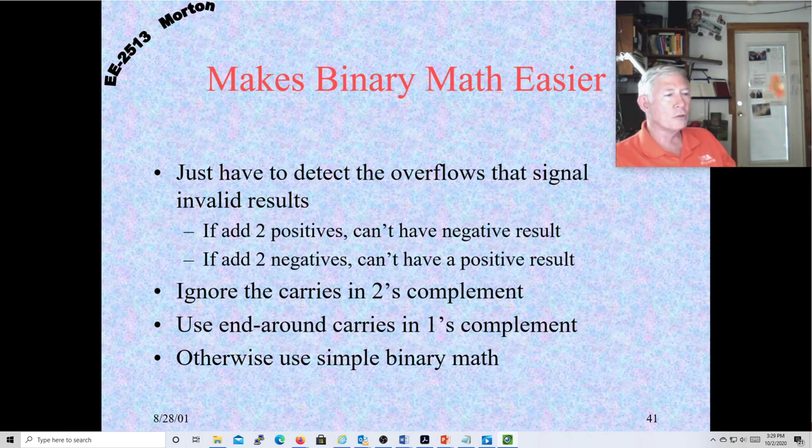So we do those two checks. Are the numbers the same sign? We better have the same sign for the result. And if we don't, it's an overflow. And we can represent that as a logic expression and check it. And many of our microprocessors have this built-in capability. They have a special bit called the V bit, which turns out to be a 1 if your 2's complement math overflows. And so you can always check that.